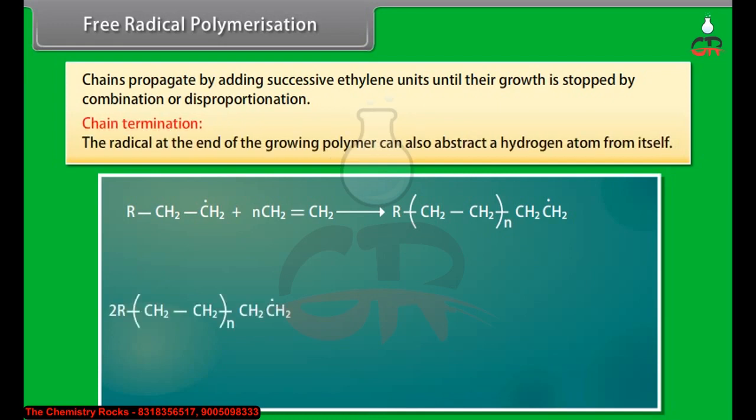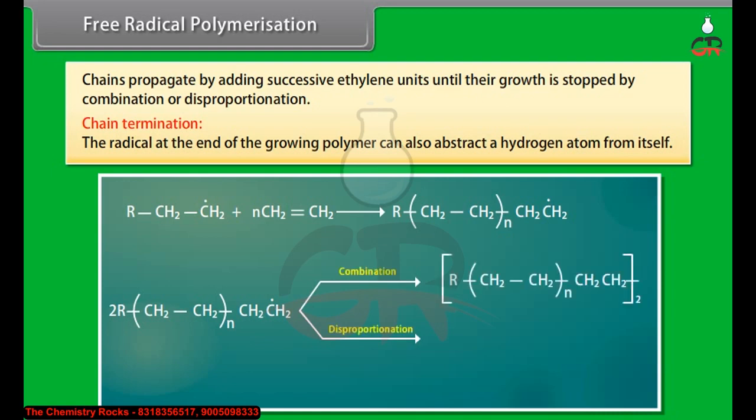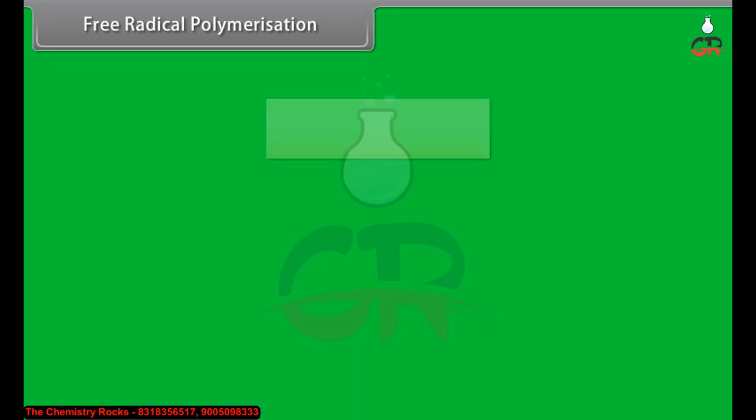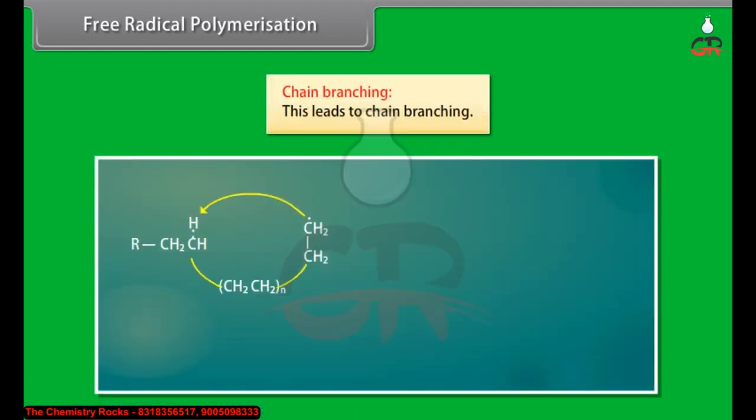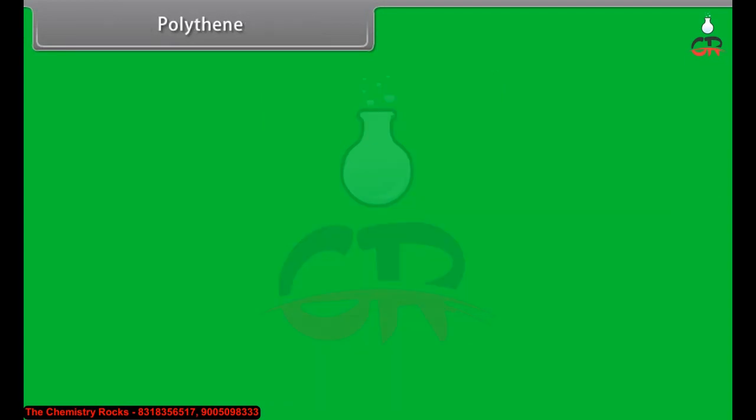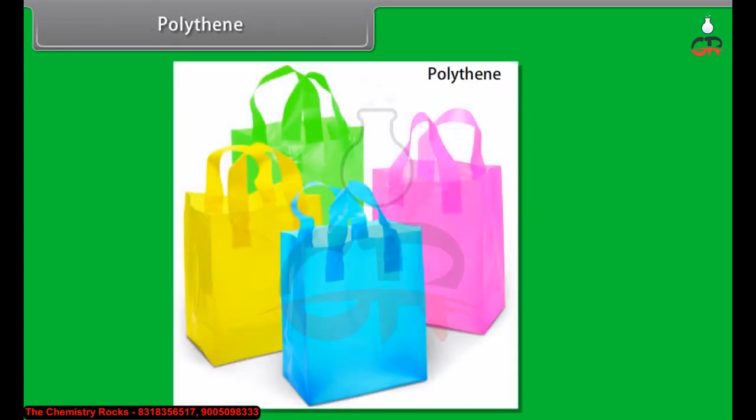Chain termination. The radical at the end of the growing polymer can also abstract a hydrogen atom from itself. Chain branching. This leads to chain branching. Polythene. Polythene is the most widely used addition polymer. Nowadays, two types of polythenes are produced and they have widely different properties.